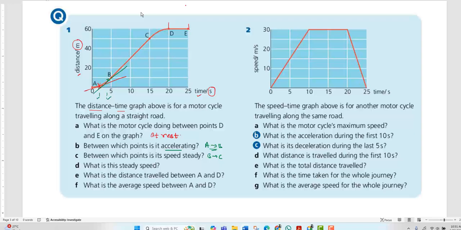So you have to calculate that steady speed. Now you are telling that it is from B to C, and that the speed is steady. Steady means constant. You have to calculate it. 2.5 meters per second? 25 divided by 10 is 2.5. Sorry, it's 30, so 3 meters per second. I thought it was 25.